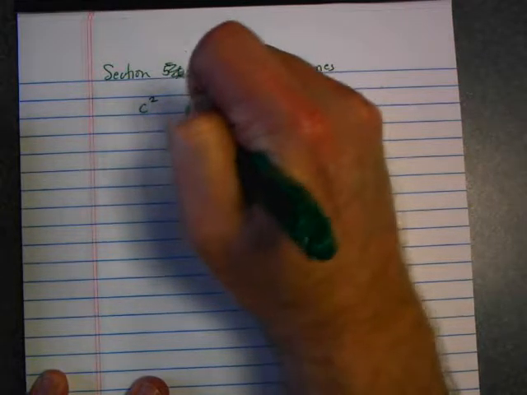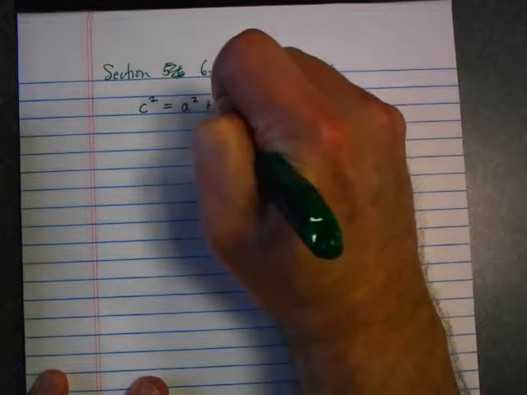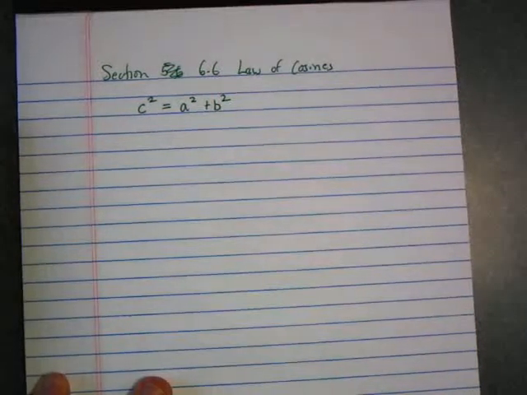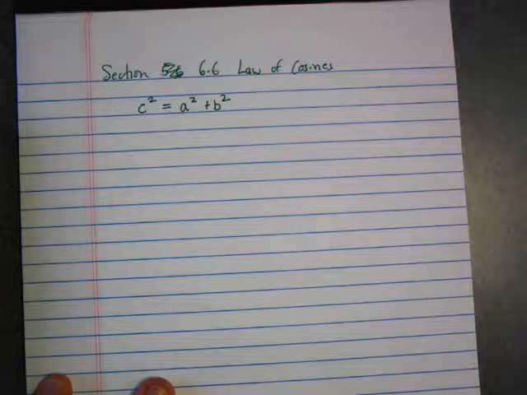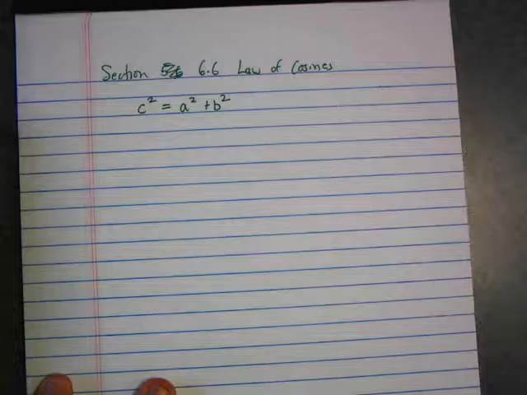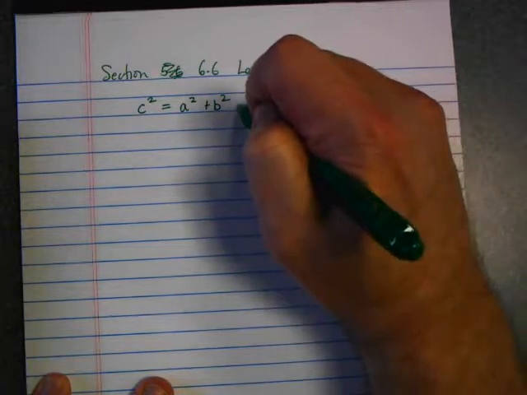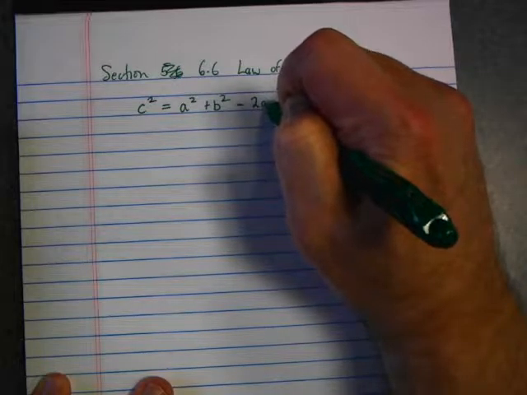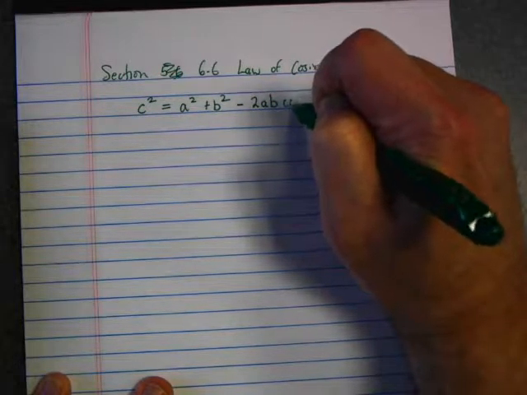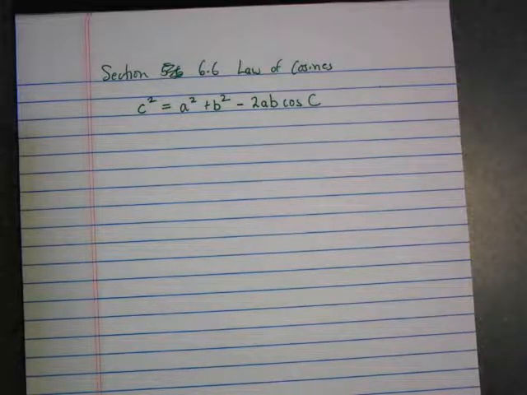C squared equals A squared plus B squared. That looks familiar so far, right? When does the Pythagorean theorem work? If you have a right triangle. If you don't have a right triangle, you got to have a little correction. Minus 2AB cosine C. So that's the first law of cosines.